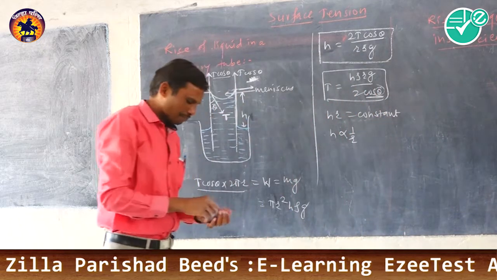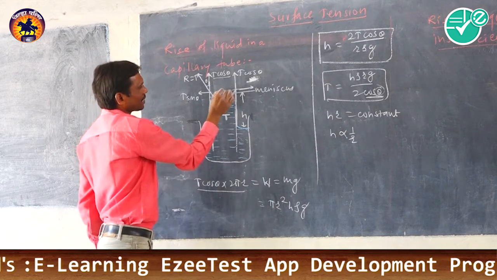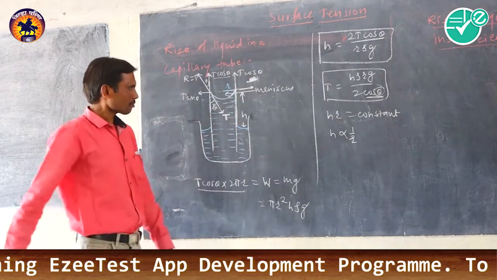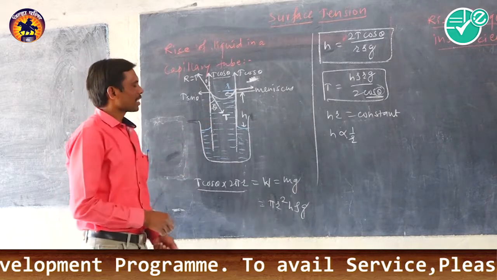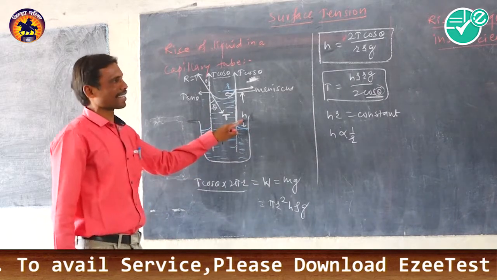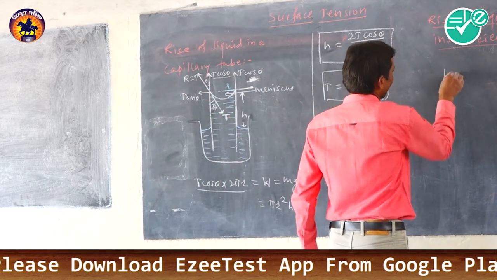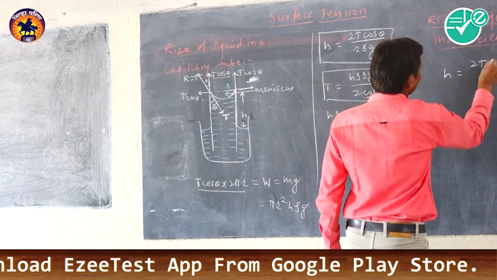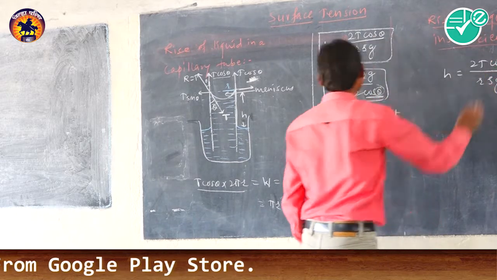We have seen here a glass capillary having a small radius r, that is vertically deep inside the liquid. In this case, the rise of the liquid inside that capillary tube is given by this expression: H = 2T cos θ divided by r ρ g.